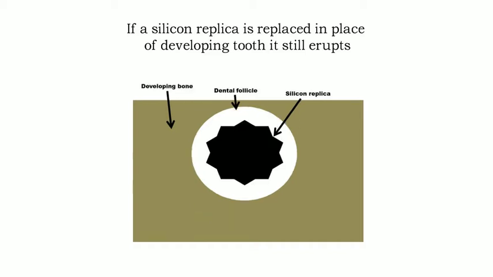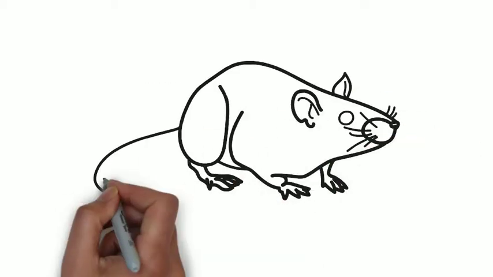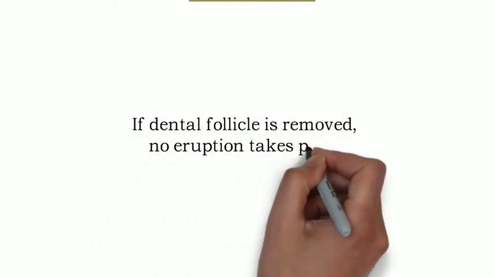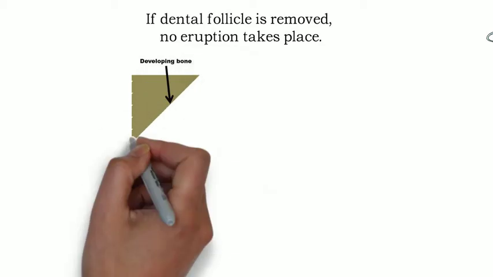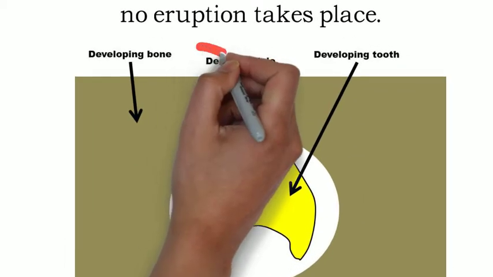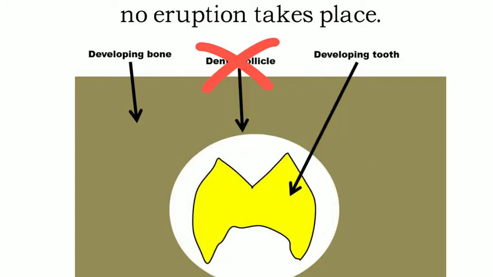So, if we remove the developing molar and then replace it with the silicon replica, the replica will then erupt into the oral cavity. Another animal study then showed that if dental follicle is removed, no eruption takes place. Thus, if the erupting molar is left behind but the dental follicle is stripped off, in contrast to the previous studies, the tooth will not erupt.